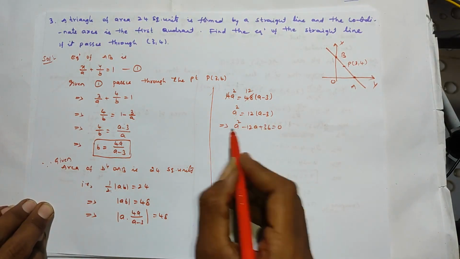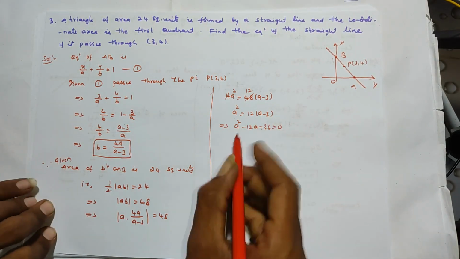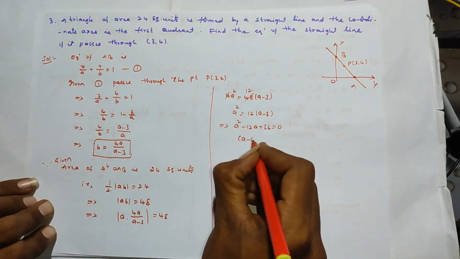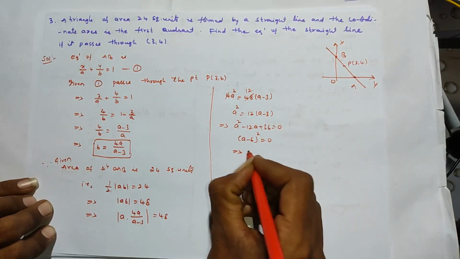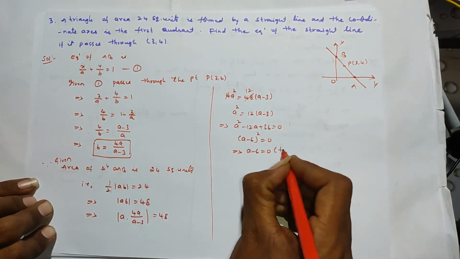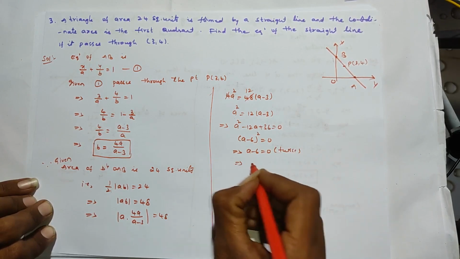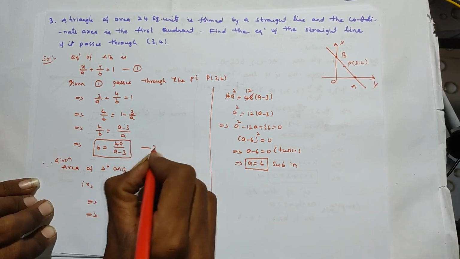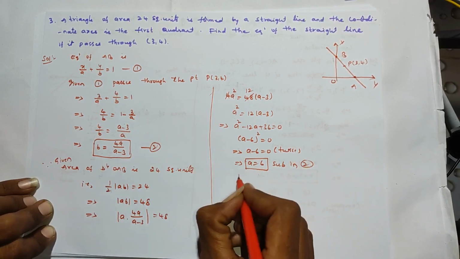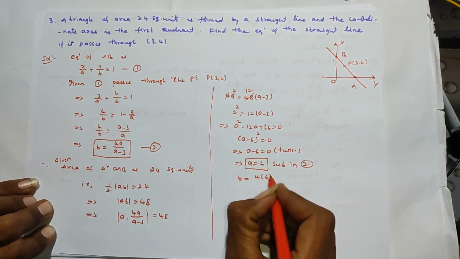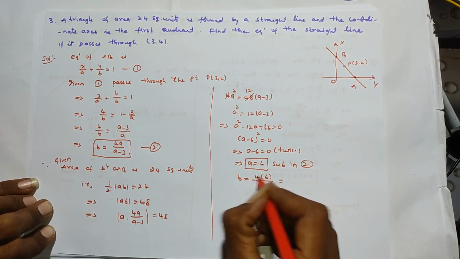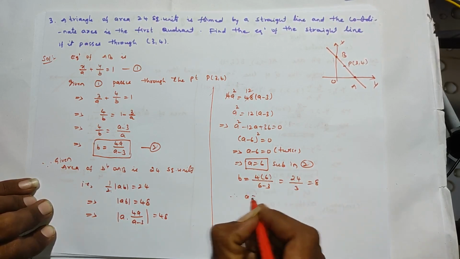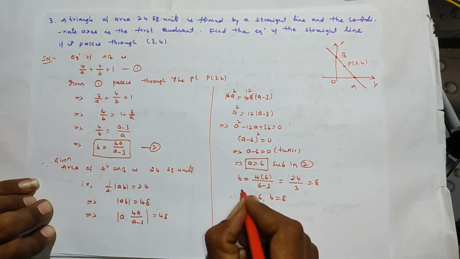This is the equation. On simplifying it, you get the a value. That is, this one can be written as (a minus 6) whole square is equal to 0, which implies a minus 6 is equal to 0 twice. That is, a is equal to 6. Substitute in equation 2, we get the b value. So b is equal to 4 of 6 by 6 minus 3, that is equal to 24 by 3. That is 8. Therefore, a is equal to 6, comma b is equal to 8.